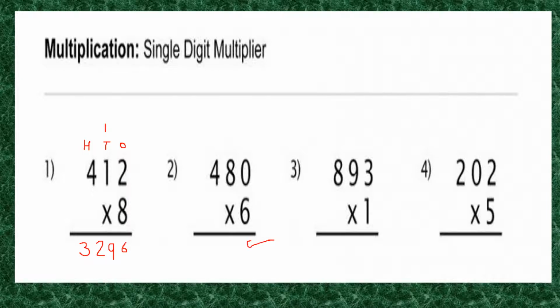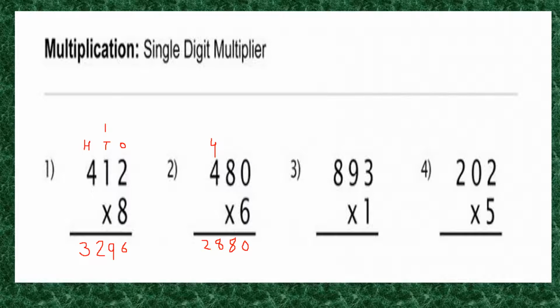Write 0 here on the ones part. And then you multiply the tens part. So first you will write 0, 6 0s are 0, 6 8s are 48. Now 4 carry here. 6 4s are 24 plus 4 is 28. So 2880. Now any number whenever you multiply with 1 will give you the same product.